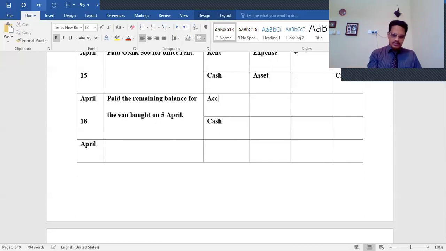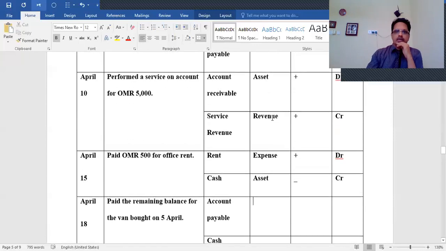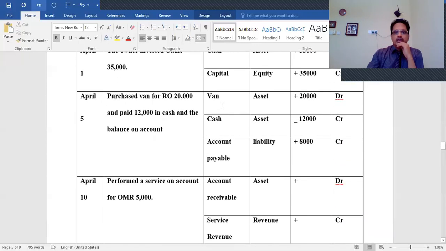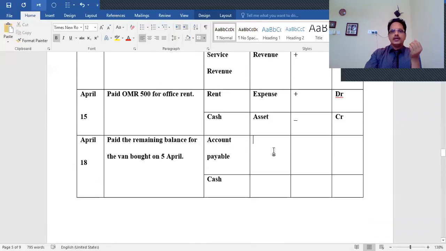So account payable and cash, these are the two accounts. When you purchased on 5th, the account payable of these 8,000, which you are paying now, was credited at that time. Now when you are paying, it should be debited, it should be decreased. So you have to write account payable, or liability.